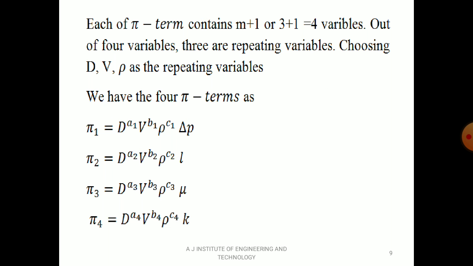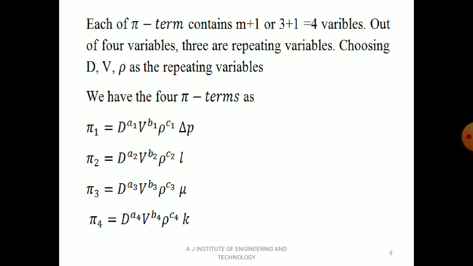Next, each pi term contains m plus 1 variables. What is m? The number of fundamental dimensions, which here is 3. So 3 plus 1, that is 4. So each pi term contains 4 variables. Out of the 4, 3 should be repeating variables, because the number of repeating variables equals the number of fundamental dimensions. So that is 3 repeating variables. For the remaining, you multiply by one more variable. So 3 plus 1.